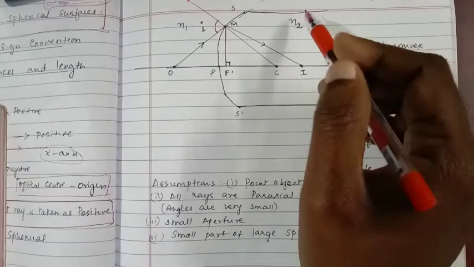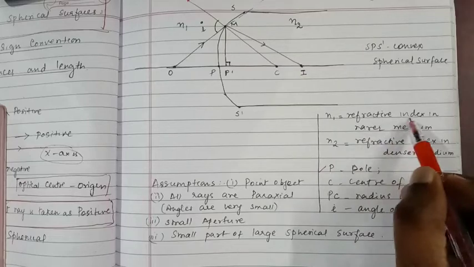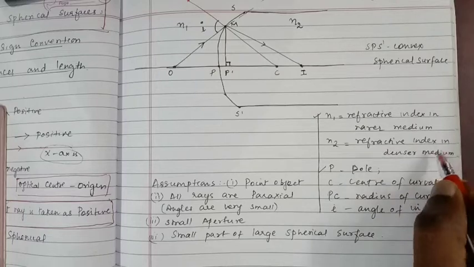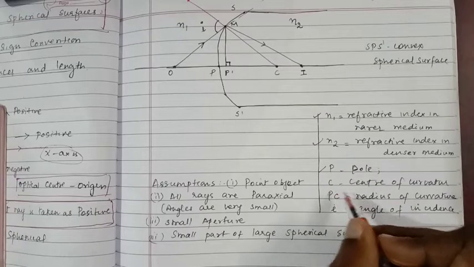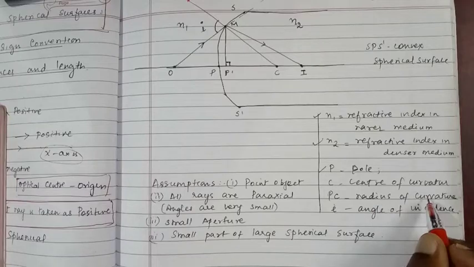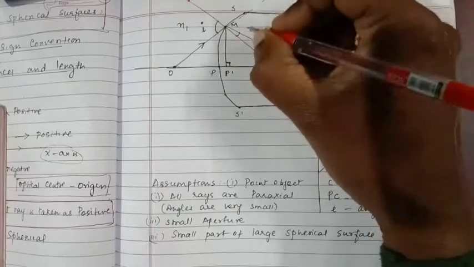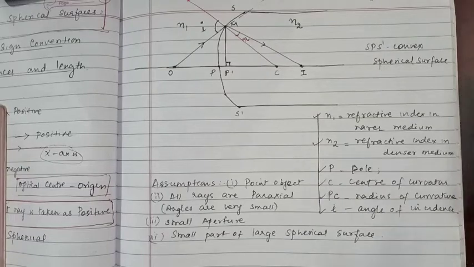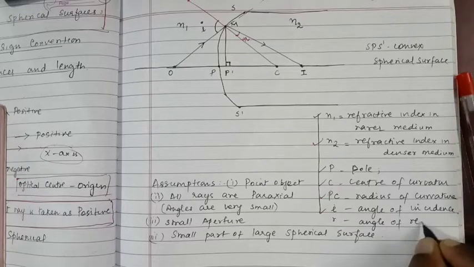One more time, I'm going to explain all these symbols. N1 is the refractive index in the rarer medium. N2 is the refractive index in the denser medium. P is the pole, C is the center of curvature, and PC is the radius of curvature. I is the angle of incidence, and this angle is R, the angle of refraction.